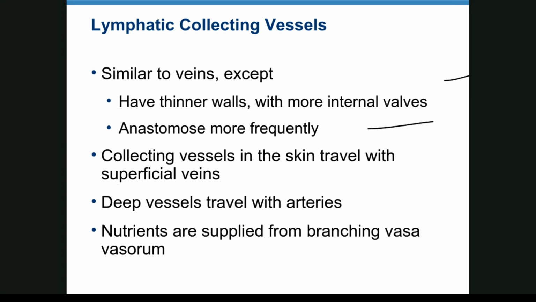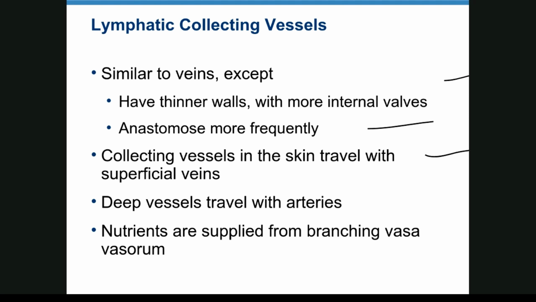Now, collecting vessels in the skin travel along with superficial veins. If you ever see someone that has an injury to their hand and they've got red streaks following along beside their veins, those are infected or inflamed lymphatics, and those are indicating that that person is fighting an infection. Then they're going to get a swollen lymph node. If that's not treated, they could end up with that infection put into the bloodstream, and then they're septic.